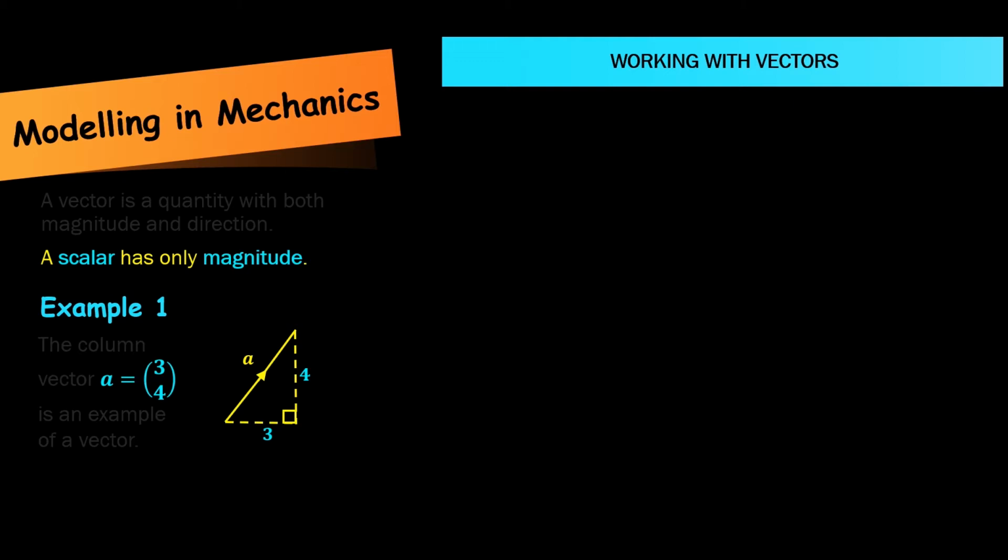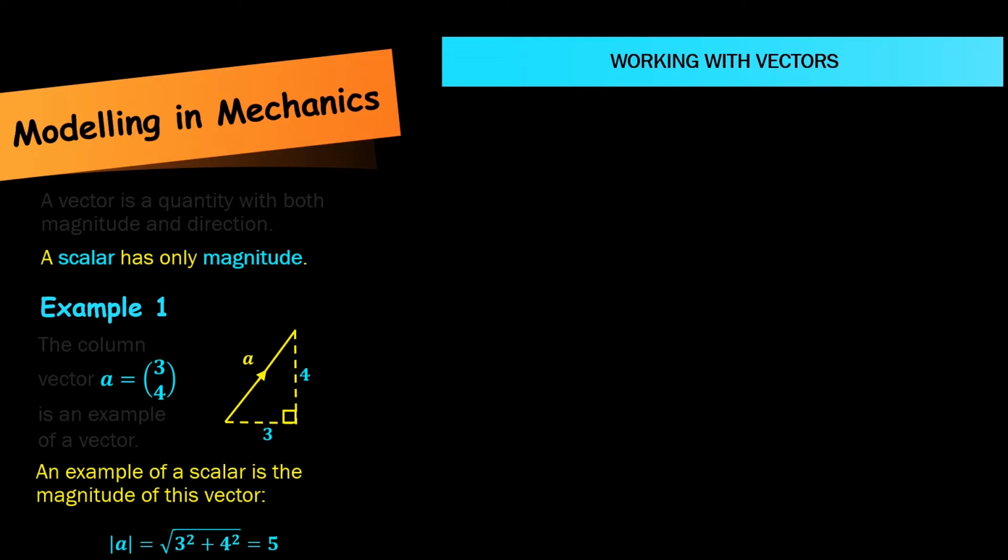A scalar has only magnitude. So if we consider our vector A equals (3, 4), we can put it in scalar form by finding its size. So an example of the magnitude of this vector would be mod A equals square root of 3 squared plus 4 squared, which equals 5. Of course, we've applied Pythagoras.